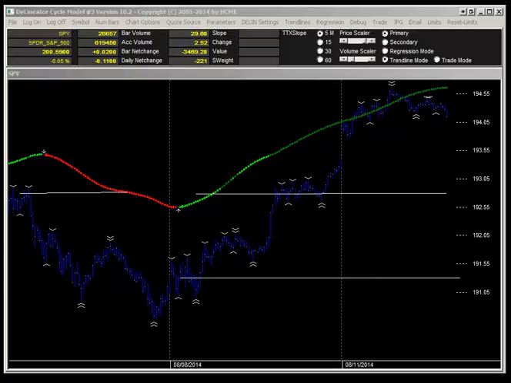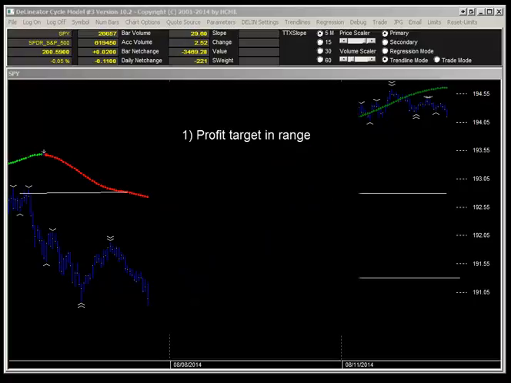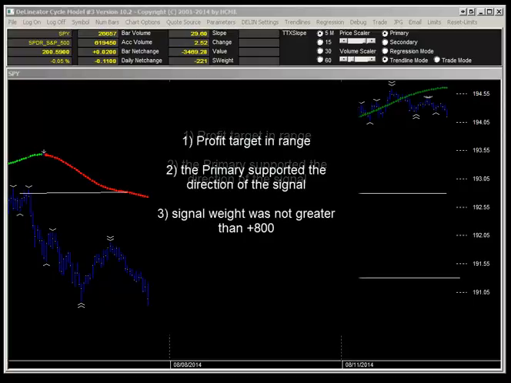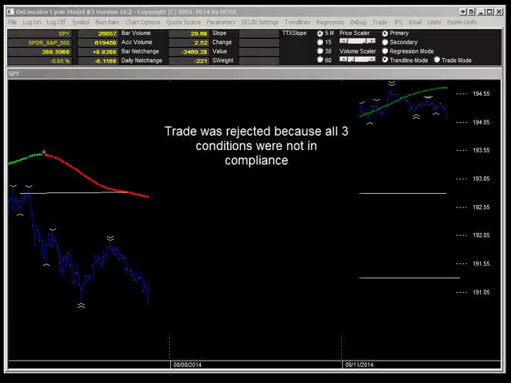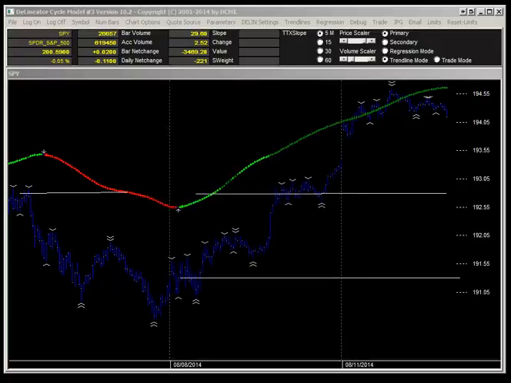And in this case, the primary was up. So the profit target was in range. The position of the primary supported the signal, but signal weight was not sufficiently high enough for the model to take this signal. Therefore, the model did not take the signal. So that's the model trading strategy.